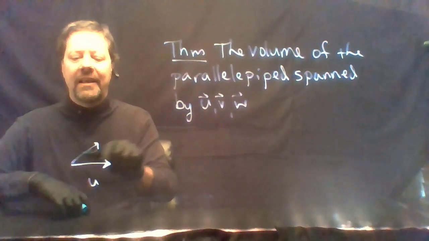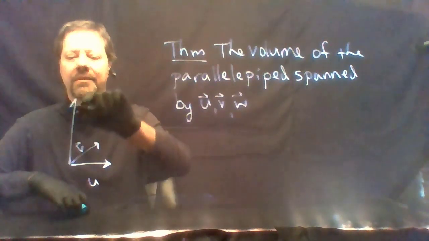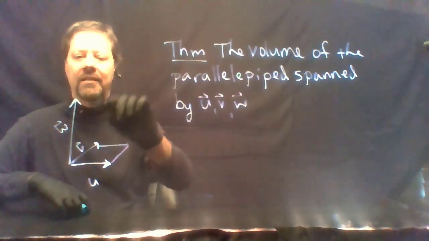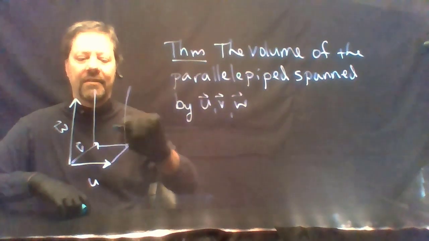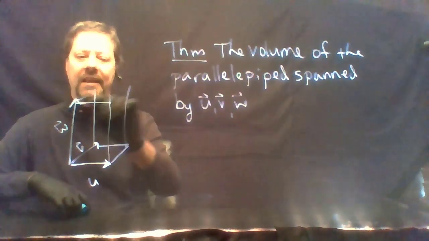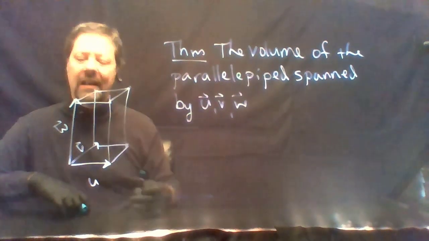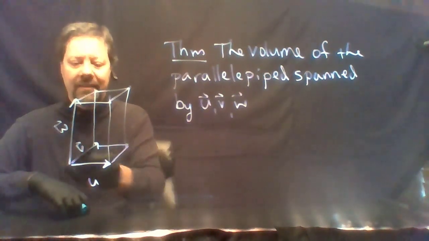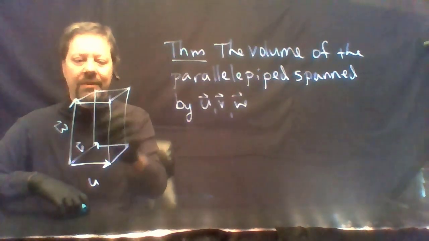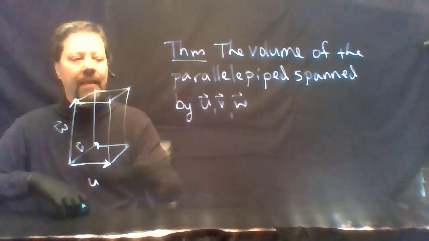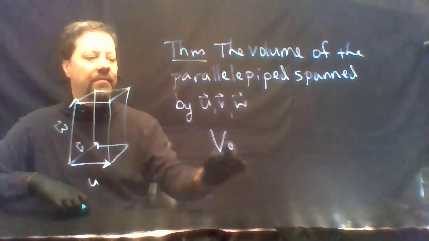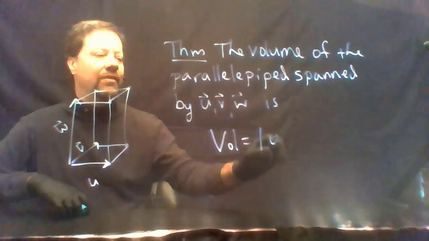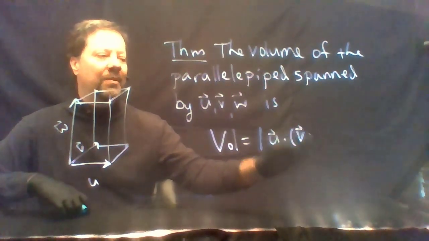If u and v are down in the plane here and w comes out like this, then we'll parallel transport these vectors around and obtain the parallelepiped spanned by u, v, and w. If this is u, this will be u here. If this is v, this will be v here. w on each of those corners. It turns out the volume is the absolute value of the scalar triple product.